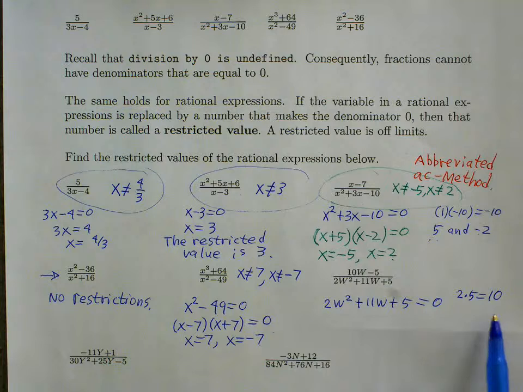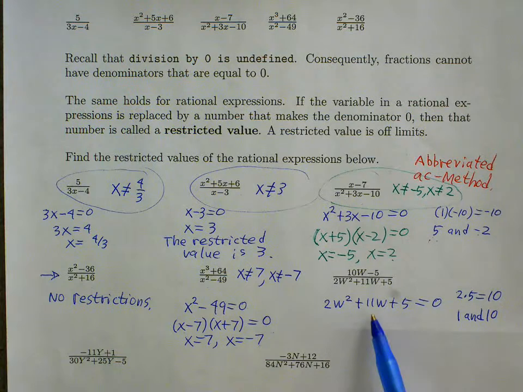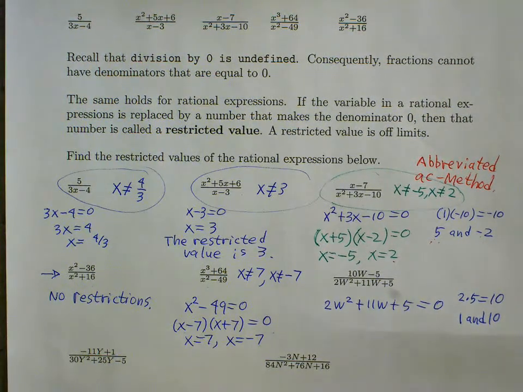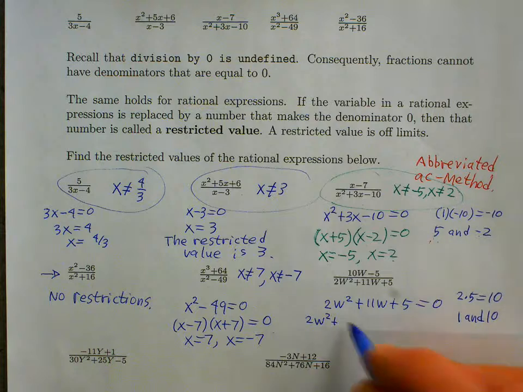Find two integers that also have a product of 10 and a sum of positive 11. So 1 and 10. 1 times 10 is 10, and 1 plus 10 is 11. So we can factor this with real numbers. So we replace plus 11w with plus 1w plus 10w.